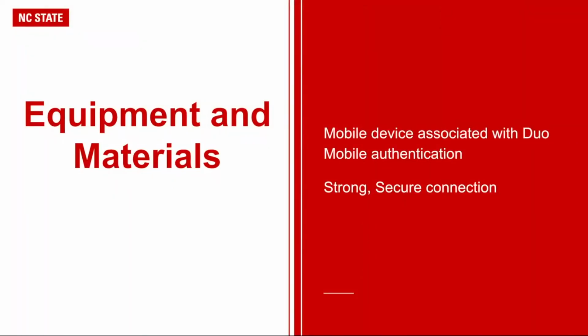Equipment and materials. First, make sure you have a mobile device that's linked to your Duo Mobile authentication account. This device is required for verifying your identity when accessing the enrollment system. Second, ensure you have a strong and secure internet connection. A reliable connection helps prevent timeouts or errors when adding courses to your cart. Having both of these ready before you start will make the enrollment process smoother and faster.